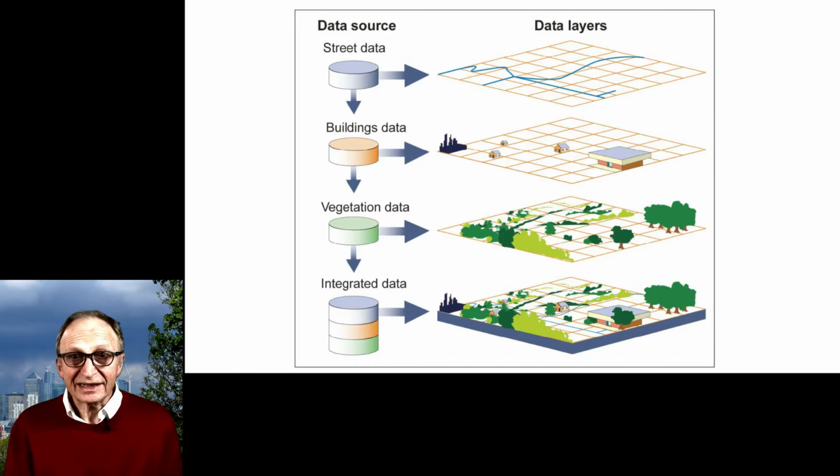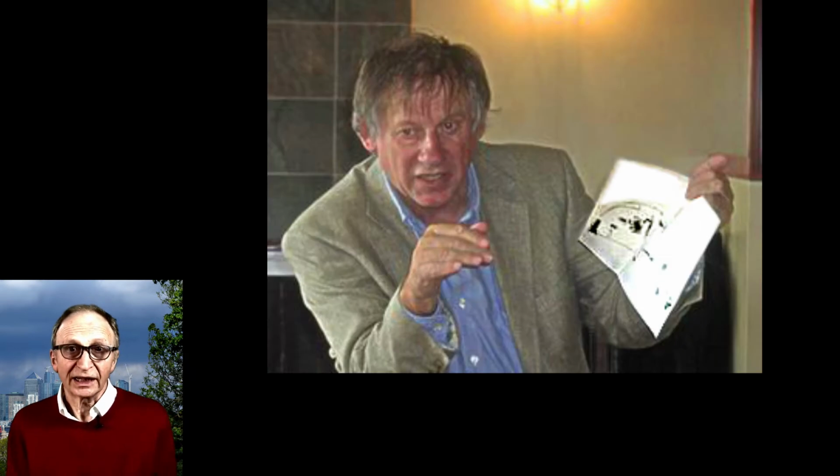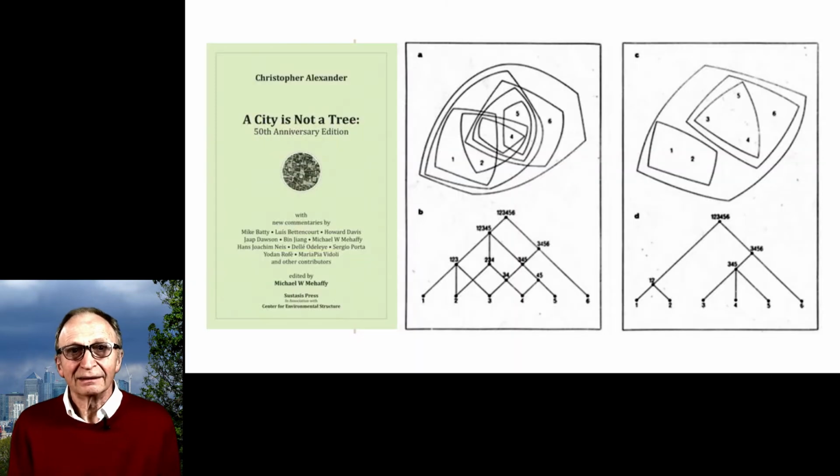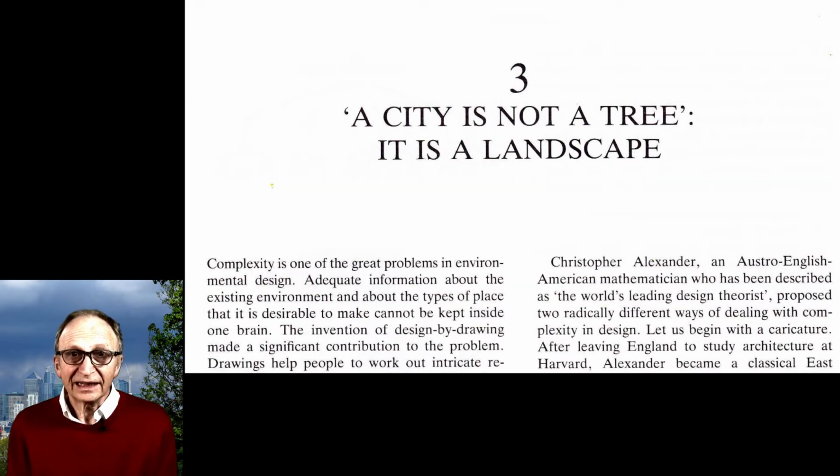GIS, which I plan to discuss in a future podcast, has the capability to analyse patterns. The discussion in this podcast was inspired by great design theorist Christopher Alexander. He wrote an essay in 1966 with the title "A City is Not a Tree," and is a significant influence on McHarg. The title of the 1996 chapter from which this podcast comes was "A City is Not a Tree, It is a Landscape." So let's get started.